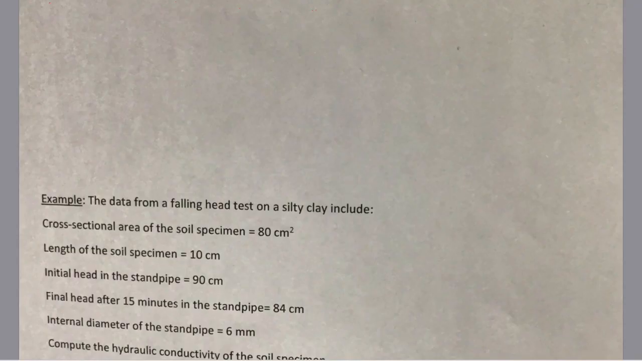As a recap, for the falling head test, the permeability equation was K equals 2.3 aL divided by At times log to the base 10 of H1 divided by H2, where small a is the cross-sectional area of the standpipe and capital A is the cross-sectional area of the sample. So let's see what information we have.